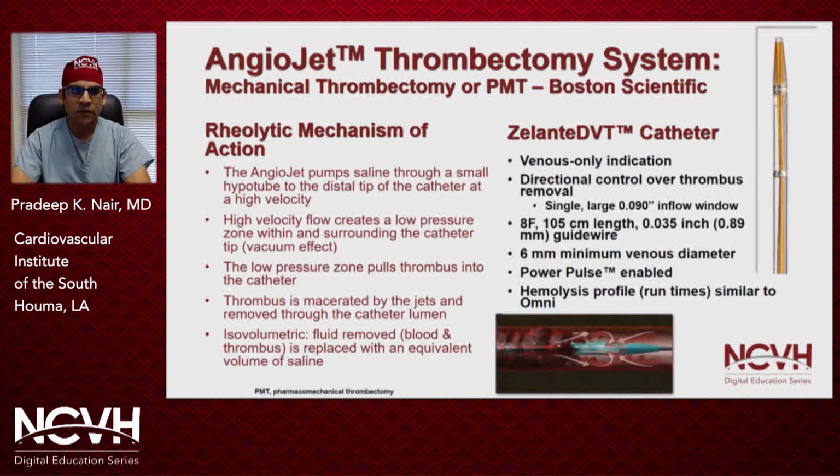It's a mechanical thrombectomy device that has pumps of saline that are injected through a small hypotube at the distal end of the catheter at a very high speed. And this creates a low pressure zone within the surrounding area to create a small vacuum effect and allow thrombus to be pulled in. The benefit of this type of catheter is you can actually do what's called a power pulse spray, where you can infuse thrombolytic drug into the clot prior to aspiration of thrombus. And the specific device intended for DVT is the Zelante catheter, which goes through an 8 French system.